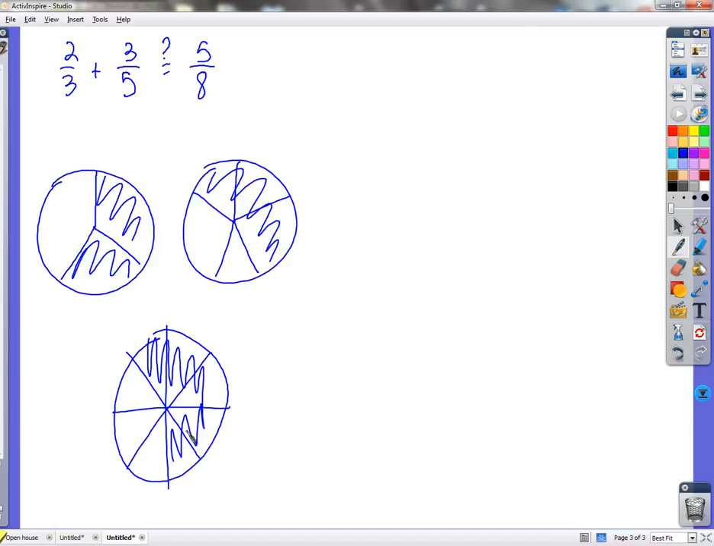So it can't be 5/8. That can't be the way it goes down. Well, let's use these pies to explain why we need common denominators.